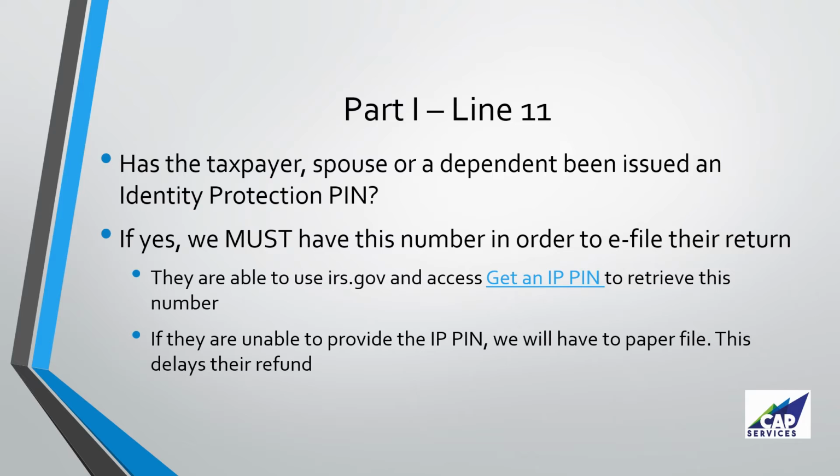Part 1, line 11. Has the taxpayer, spouse, or any dependent been a victim of tax-related identity theft or been issued an identity protection PIN? Check the box for yes or no. If yes, tell the client we must have this number in order to e-file their return. They are able to go to irs.gov and access Get an IP PIN to retrieve this number. If they are unable to provide the IP PIN, we will have to paper file, and this delays their refund.